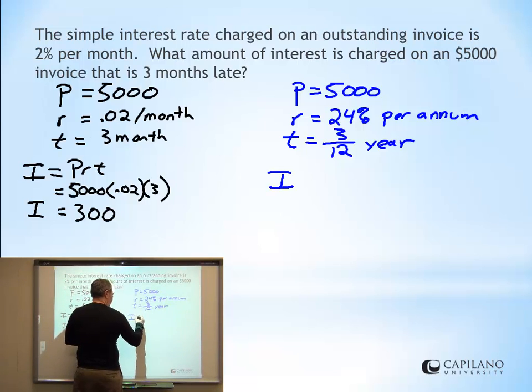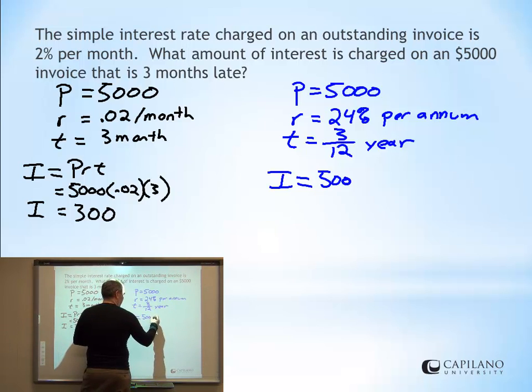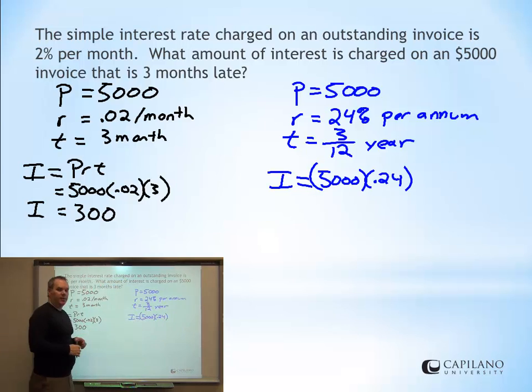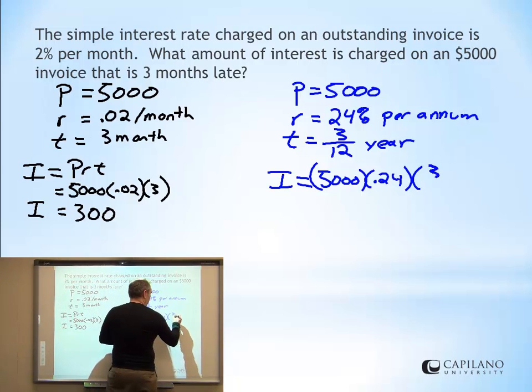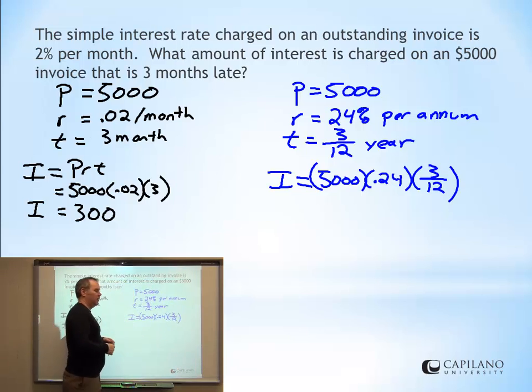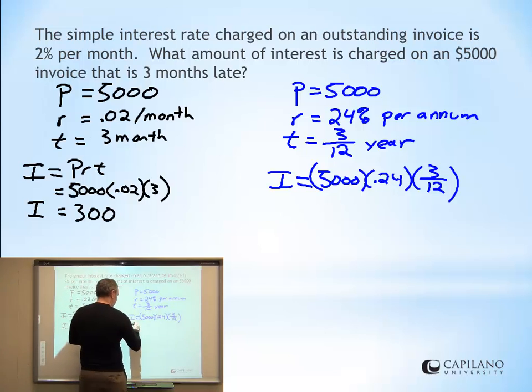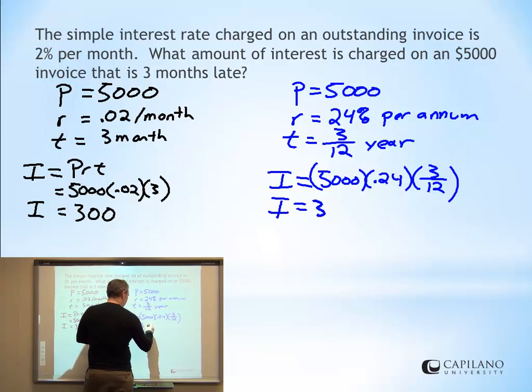So our interest amount then is equal to, again, PRT. So that's going to be 5,000 times 0.24 now, because this is going to be our annual rate, and our annual amount of time, 3/12 of a year. So it's 5,000 times 0.24 times 3 divided by 12. Again, the interest amount is 300.